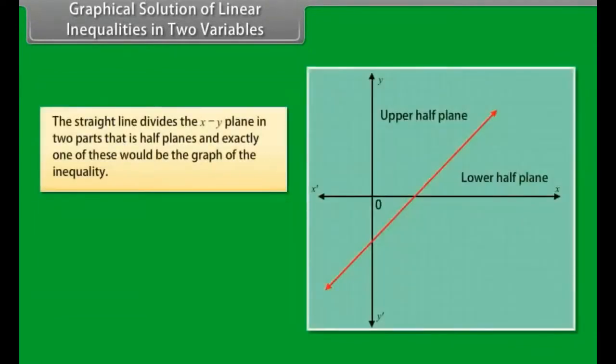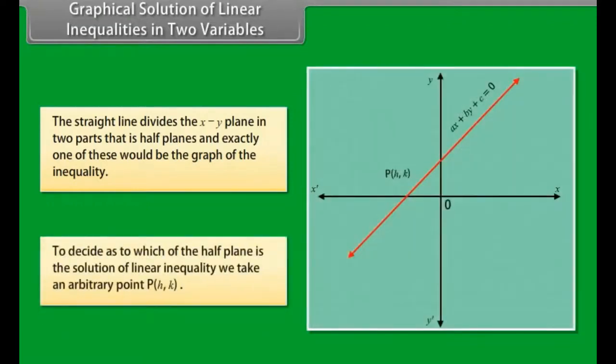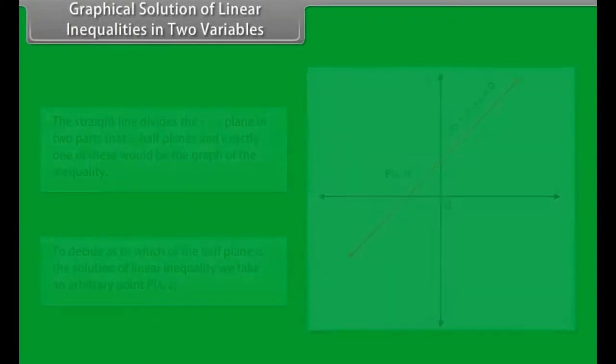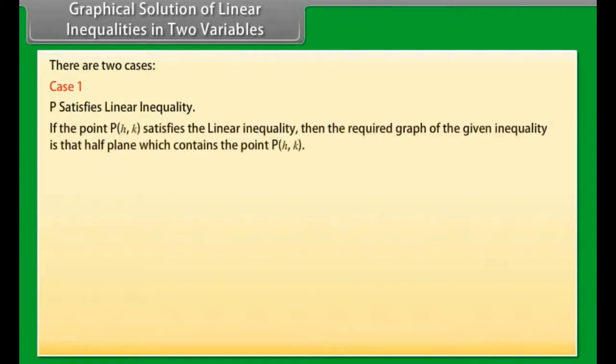The straight line divides the xy plane in 2 parts, that is, half planes, and exactly one of these would be the graph of the inequality. To decide as to which of the half plane is the solution of linear inequality, we take an arbitrary point P(h, k). There are 2 cases. Case 1. P satisfies linear inequality. If the point P(h, k) satisfies the linear inequality, then the required graph of the given inequality is that half plane which contains the point P(h, k).